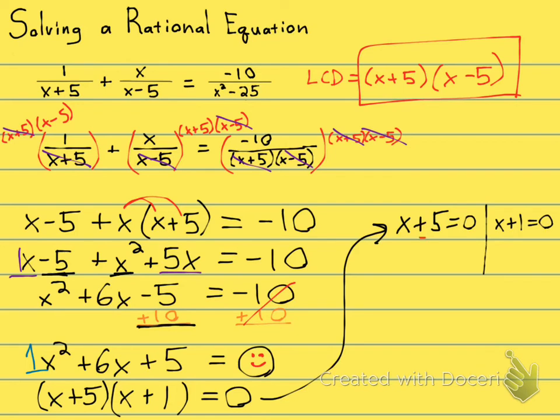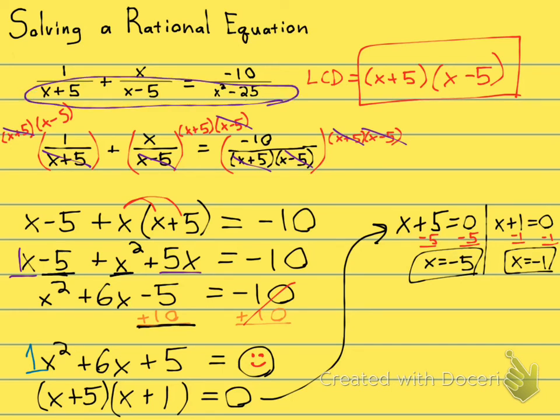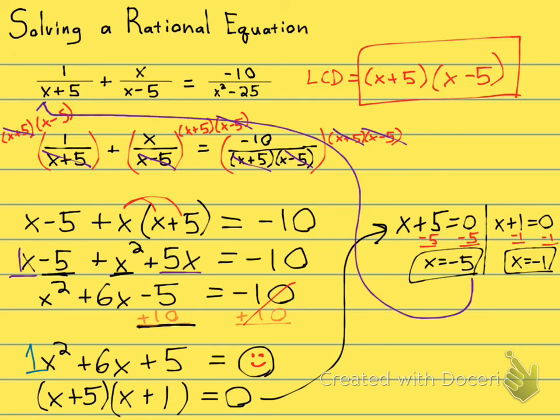So my two answers here will be x equals negative 5 and x equals negative 1. Two answers. Now, I have to make sure that neither of these answers would give me a 0 in the denominator. Hey, look at my original denominators. And guess what? I have a problem. If I plugged in a negative 5 into the original equation, look at what would happen. What happens if you plug in a negative 5 right here? Negative 5 plus 5 is a 0, and you can never have a 0 in the denominator. So this answer will not work, and I simply scratch it out.